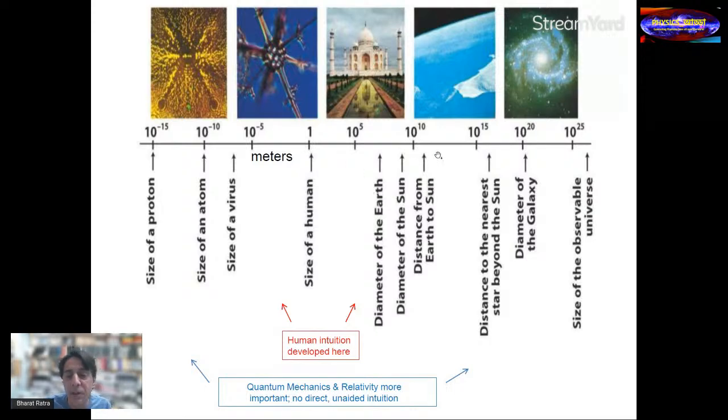But you cannot do that on scales much larger and much smaller, because you have to use instruments, either microscopes or particle accelerators, if you want to go down to really small scales. And on large scales, you have to use telescopes, and you collect the light and the photons and turn that into electrical signals that you process. And you don't get any direct feel for those things.